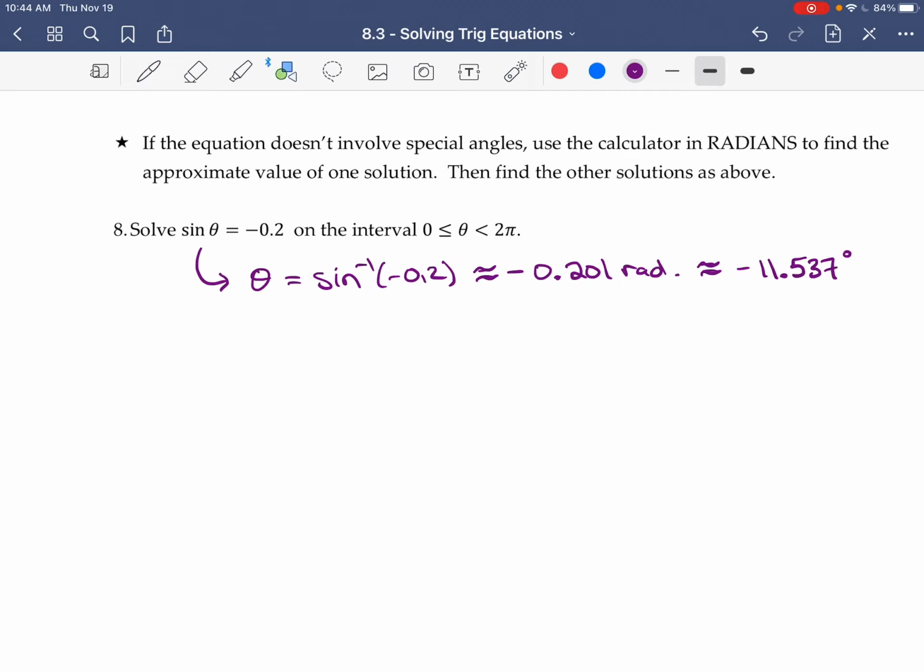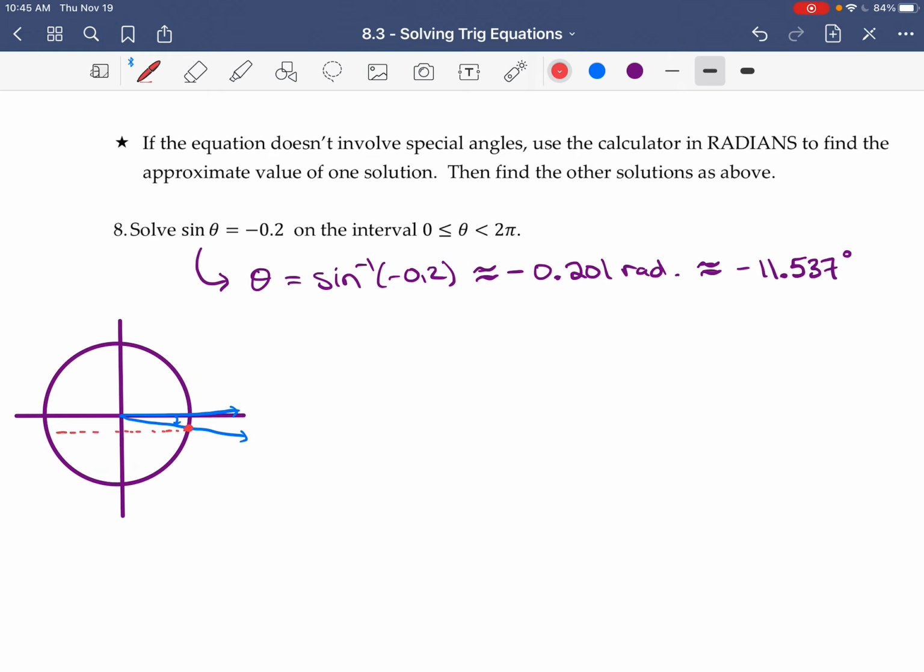So we can again draw our picture. Okay, so negative 0.2 radians or negative 11 degrees is going to be over here. Okay, so we're going that way. So if I want the same sine value, I'm going to have to look over here. Okay, and again, I also want a coterminal angle. So maybe let's do that first.